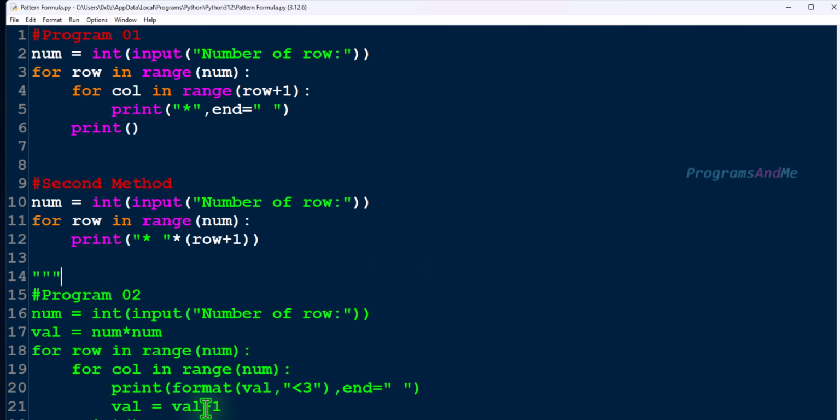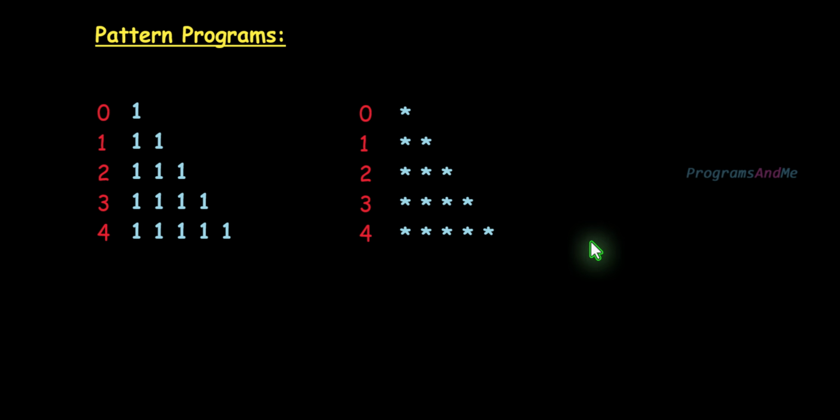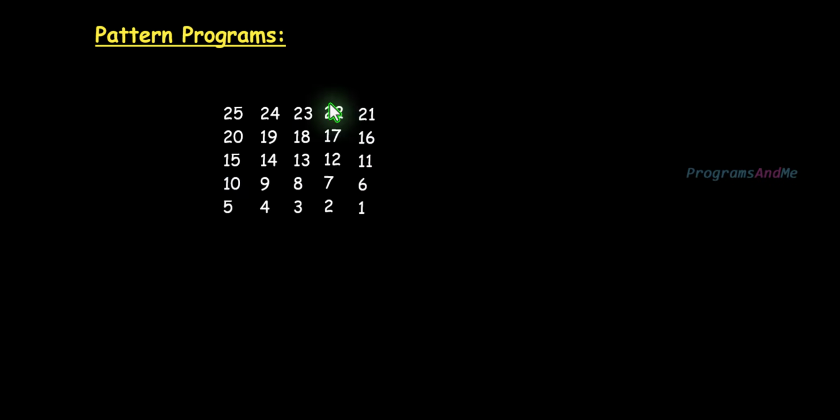Okay, so next, how to calculate the first number in the square shape pattern, that is in this pattern. So here we want to print numbers in the descending order and we want numbers in the square shape. So you can calculate these numbers by subtracting 1 from the previous number. That is 25 minus 1 is 24, 24 minus 1 is 23, 23 minus 1 is 22, like that. But how to find this first number, right?